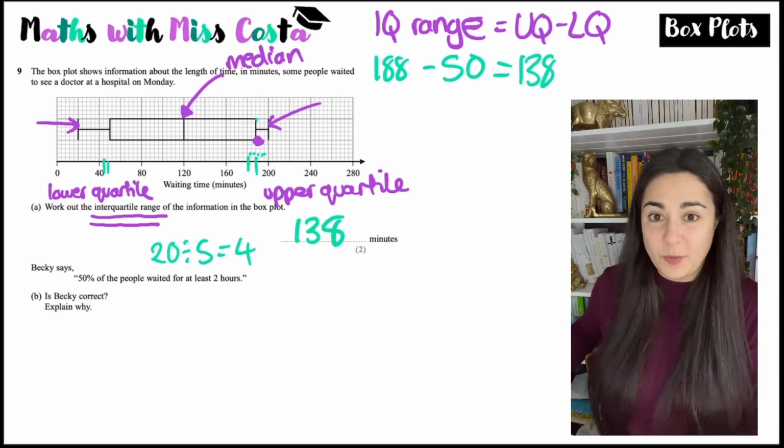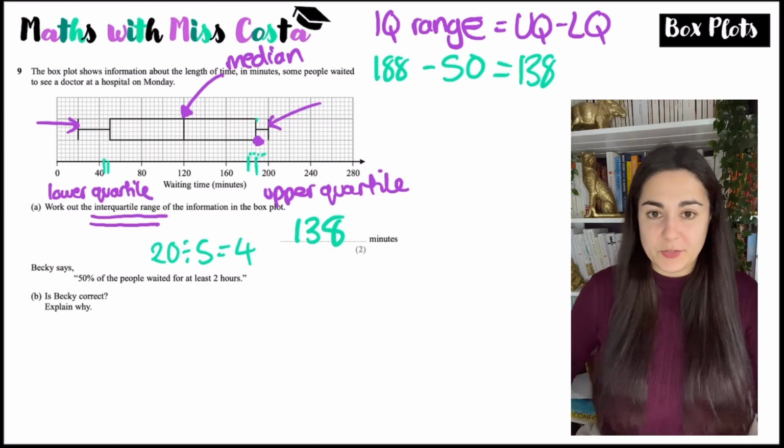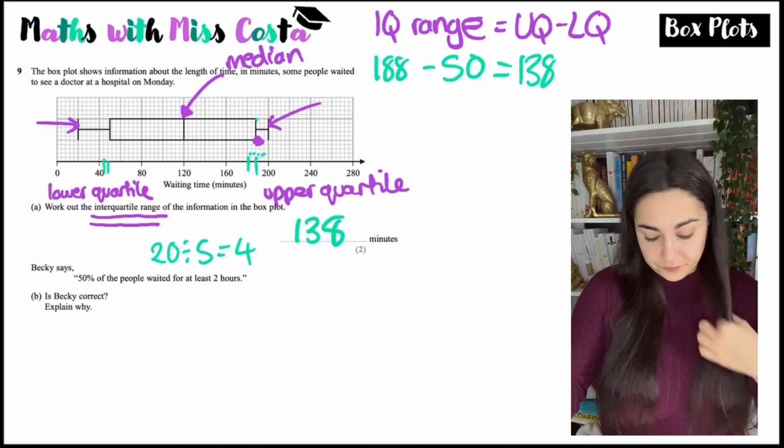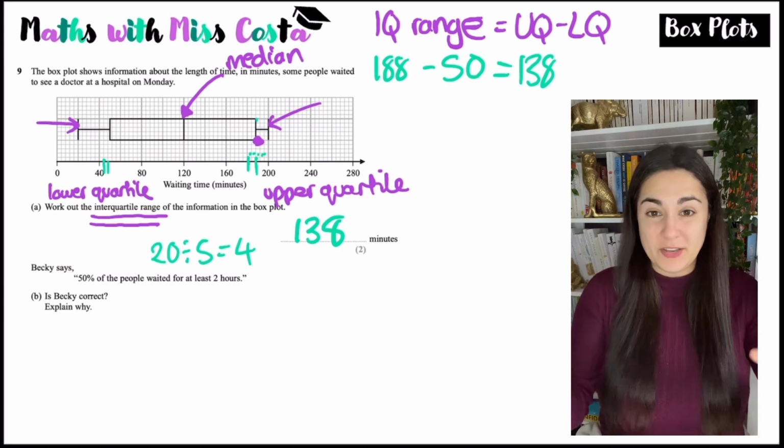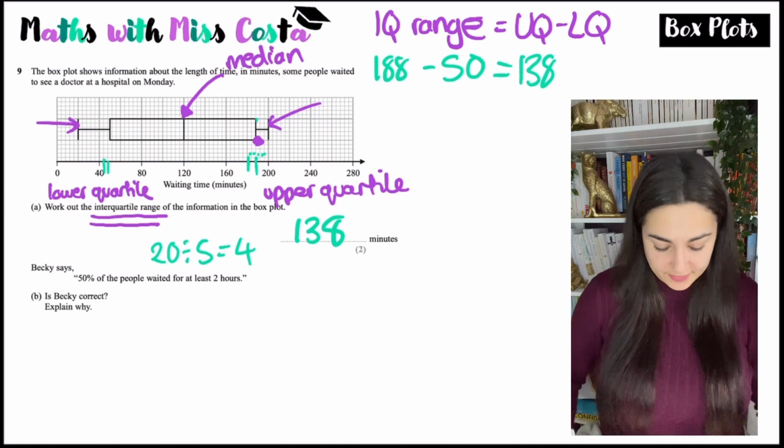And that's how we work out the interquartile range. It's the difference between the top 75% of the data and the bottom 25% of the data. So it's the spread of the middle 50% of the data.